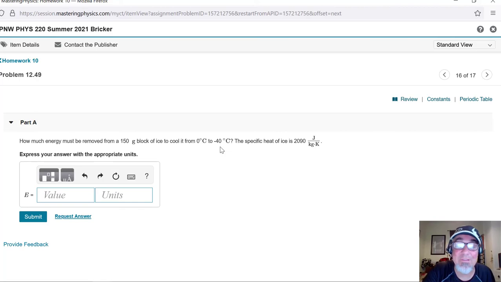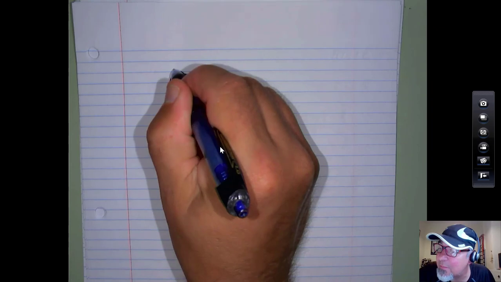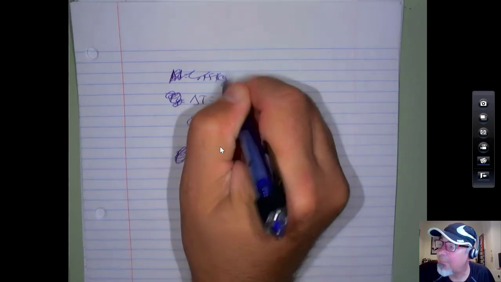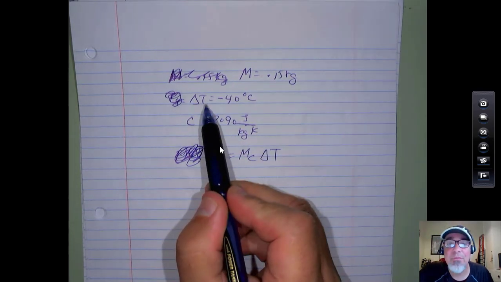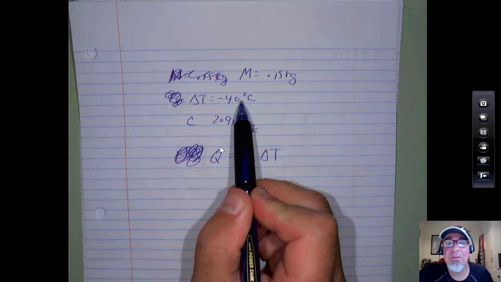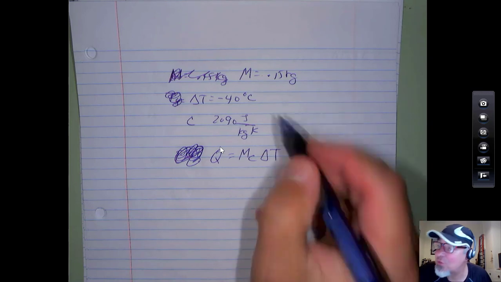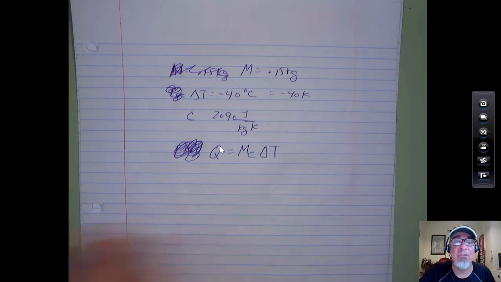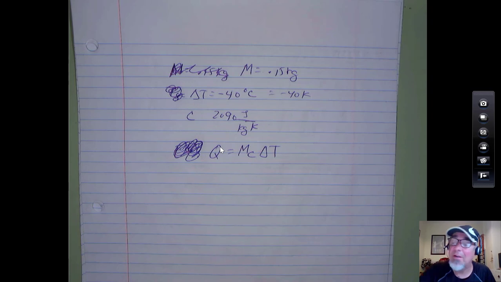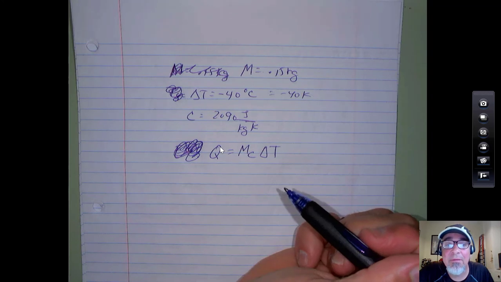All right, let's look at this one. Okay, so we've got 150 grams. I'm going to call this big M because they call it big M in this chapter. Mass, 0.15 kilograms. The change in temperature is 40 degrees Celsius. Now remember, 1 Celsius corresponds to 1 Kelvin, so this would also be -40 Kelvin. If you change it by 1 degree Kelvin, you change it by 1 degree Celsius. Fahrenheit doesn't work out like that, remember, but Celsius and Kelvin does. The specific heat is 2090 joules per kilogram Kelvin.